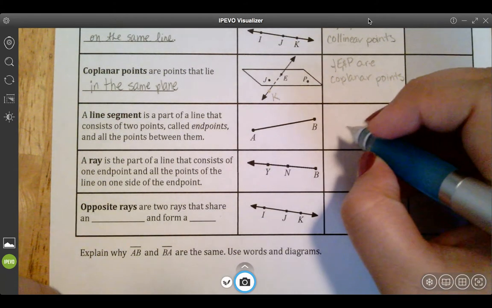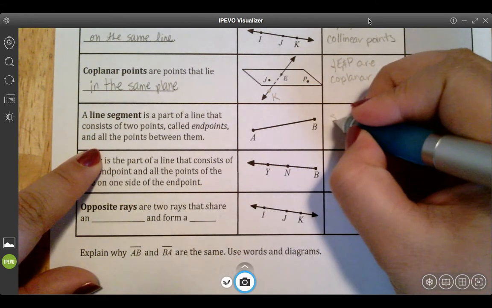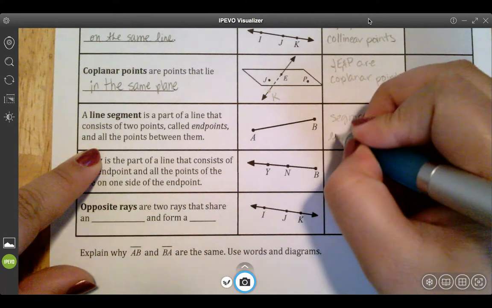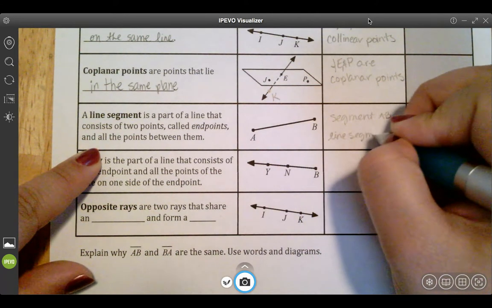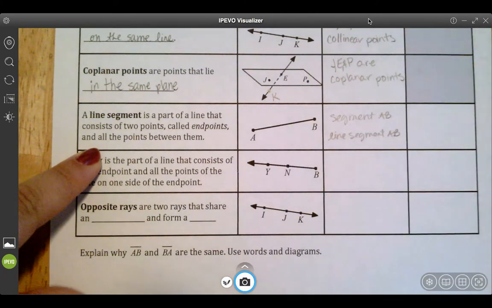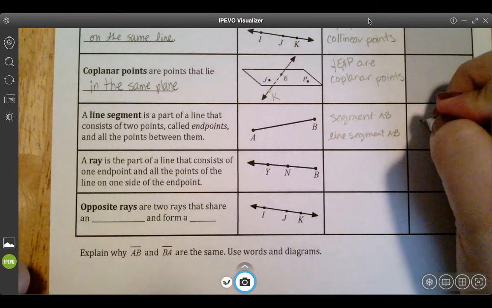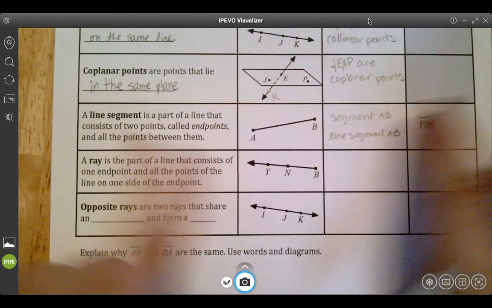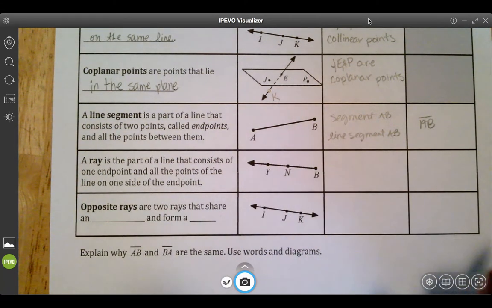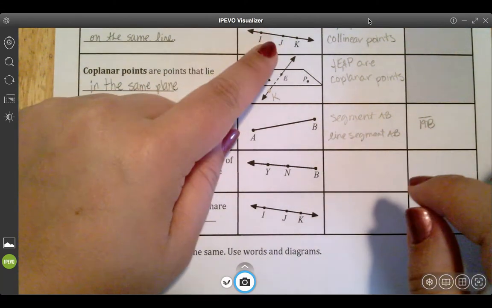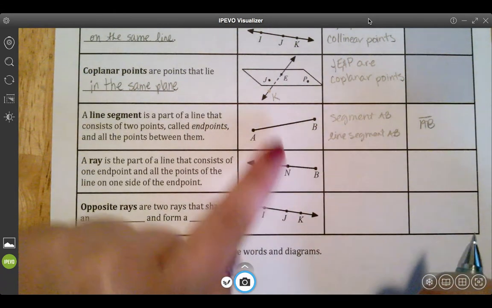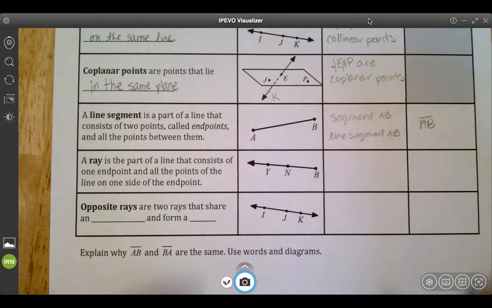So here we have segment AB, or line segment AB. And the way we denote that is with an AB and a line with no arrows, because this time it's not extending out to infinity in both directions. Okay, so if we look up here at IJK, that's a line because it has arrows on both sides, whereas AB is a line segment because it does not have arrows on both sides.